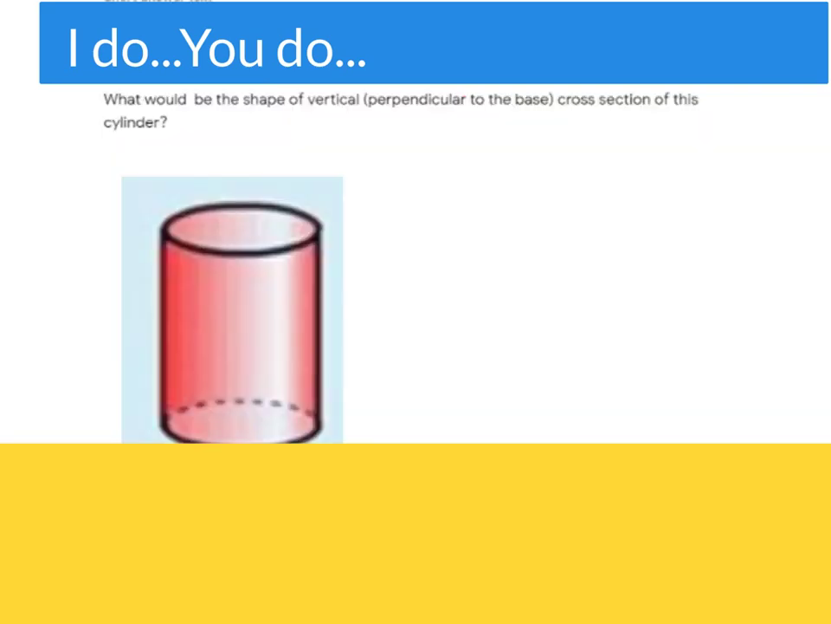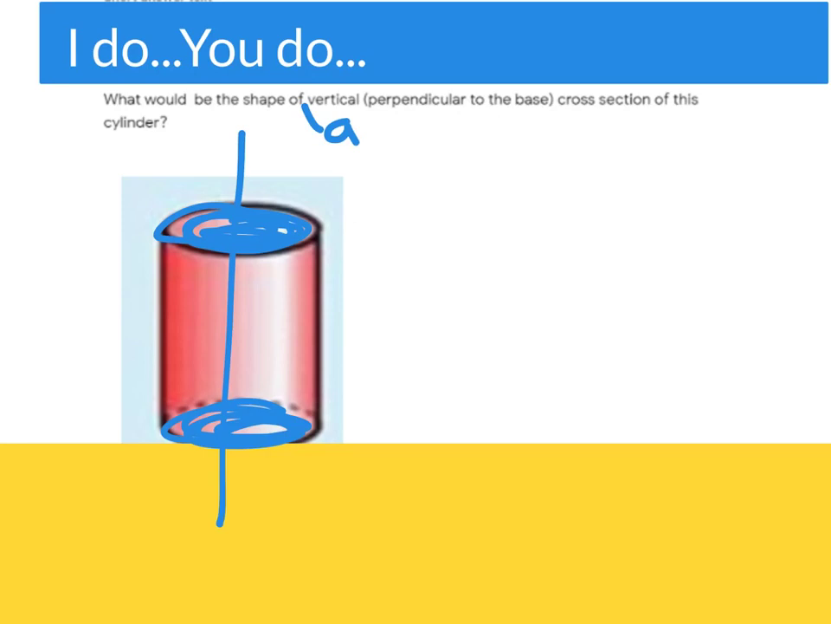What would be the shape of a vertical perpendicular to the base cross-section of this cylinder? So we have to remember that the bases are the circles. So it has that top and bottom circle, which are the bases. We're cutting it perpendicular to the base. We're cutting it down through there.